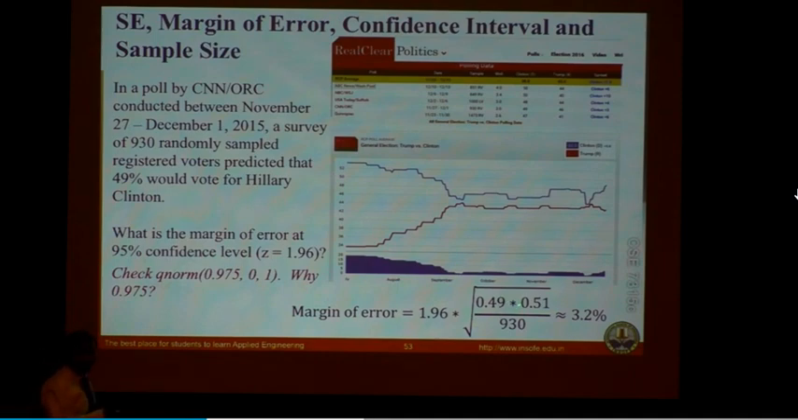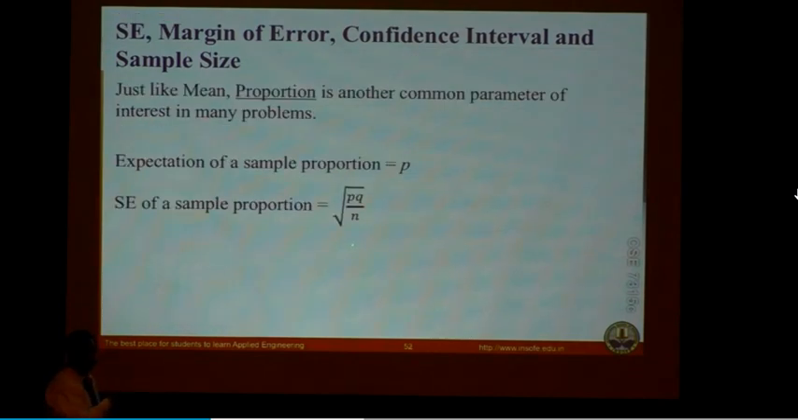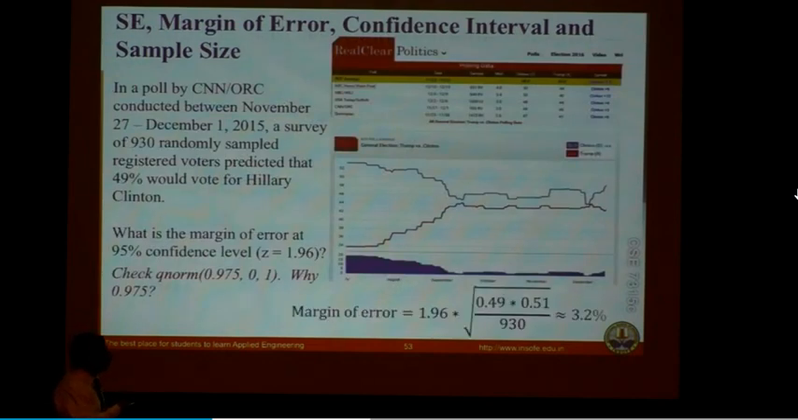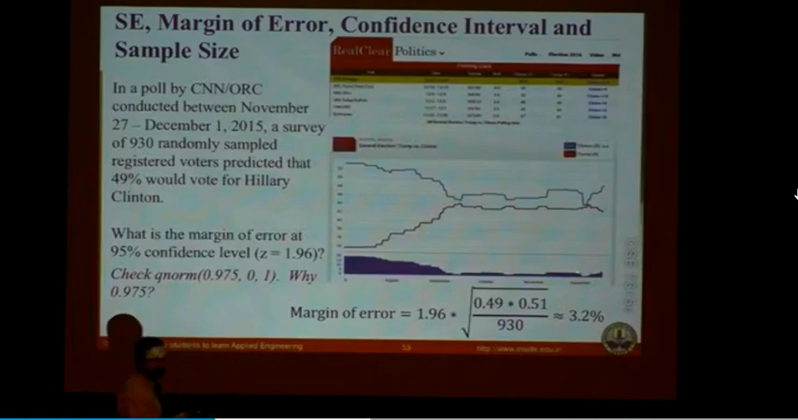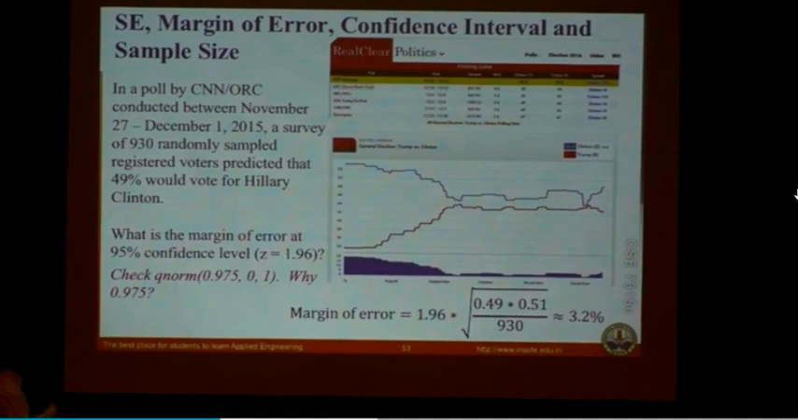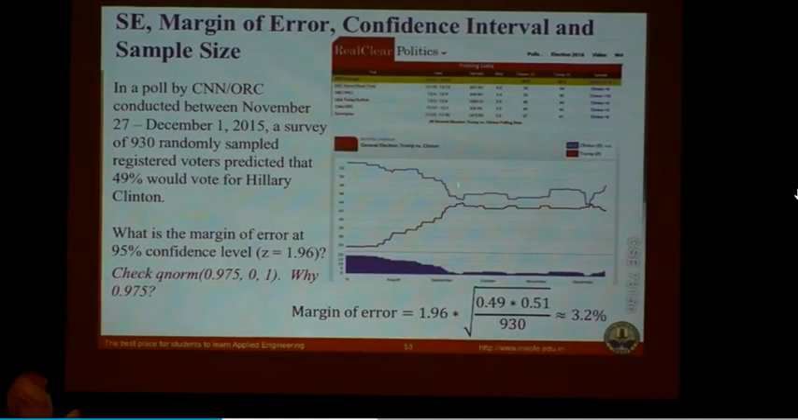Standard error is the square root of PQ over N. P is 0.49, Q is 0.51, divided by 930, the sample size. And for 95% confidence, the z-score is 1.96, giving 3.2%. That's what they've given here.